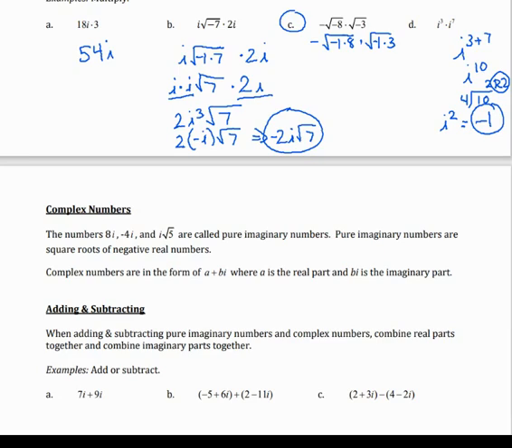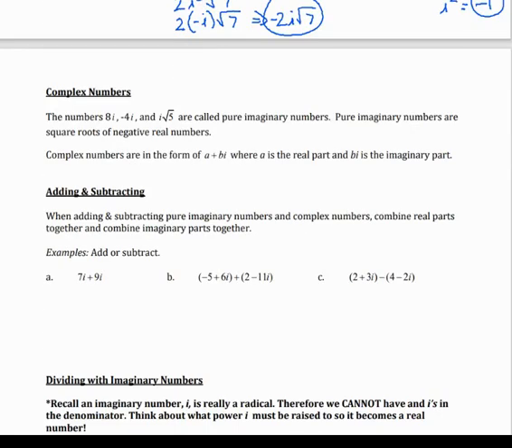All right, so we were just looking at imaginary numbers. Now let's talk about complex numbers. A complex number is very similar, but instead it's made up of two parts, a real part and an imaginary part. As we can see, 8i, -4i, i root 5, all of those were made up of just an imaginary part, so that's a pure imaginary number. a plus bi is a complex number because a is the real part and bi is the imaginary part.